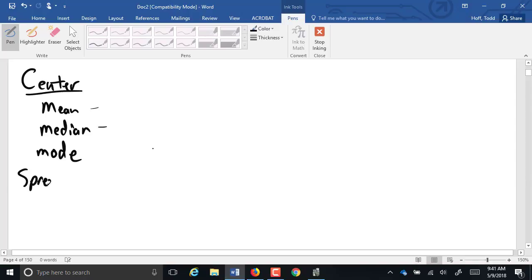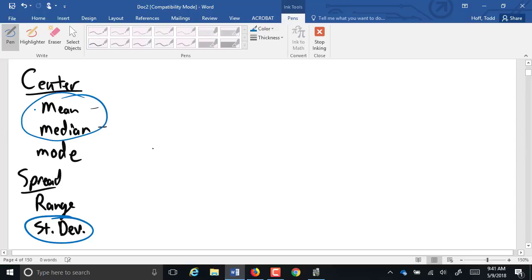Then for spread, we had the range and the standard deviation. And we saw how that range was quick and easy, but not real discerning. So we tend to stick to the standard deviation for measures of spread. Like I said, for center, the mean or the median are pretty equivalent.